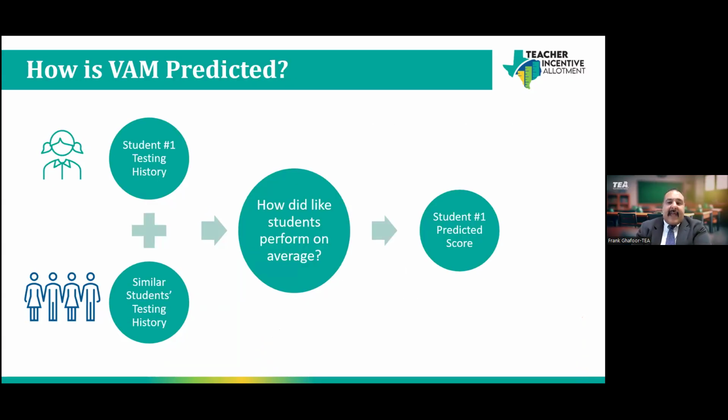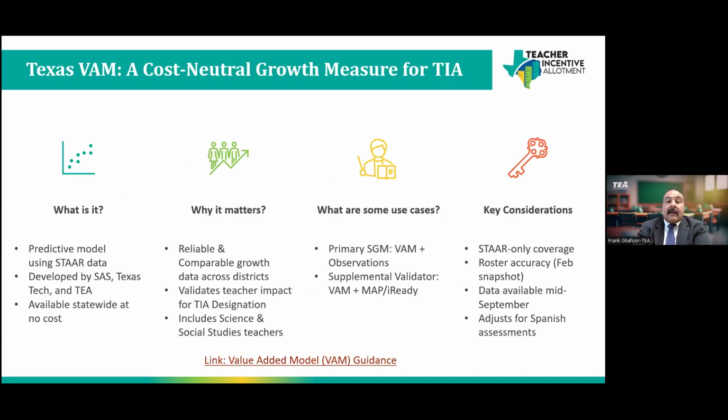Let's now illustrate how VAM is predicted. Student number 1's testing history is compared to similar students with similar testing histories. What the model does is it makes a determination of how like students performed on average. Based on this determination, student number 1 is given a predicted score. The students who meet or exceed their predicted score may be considered as meeting growth. Testing history often includes reading and math courses for our nationally normed criterion-referenced tests, like STAR.